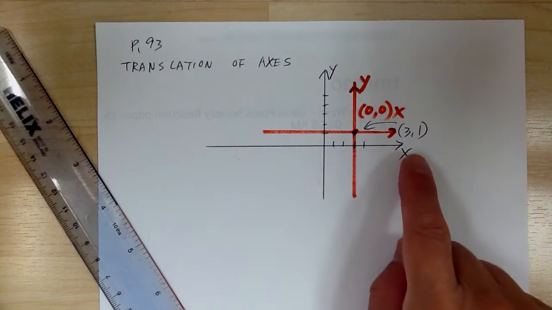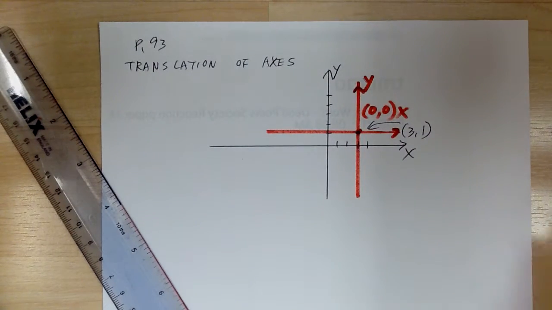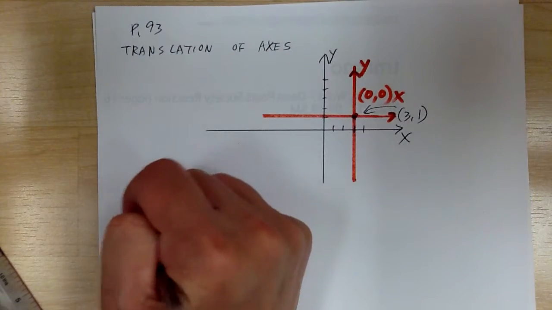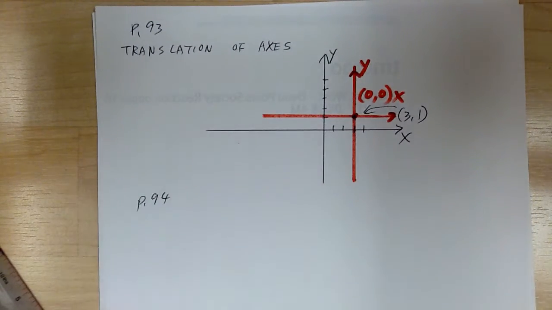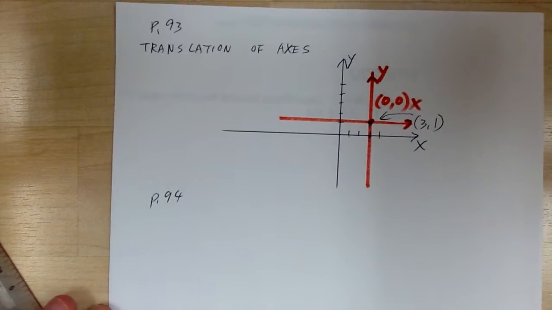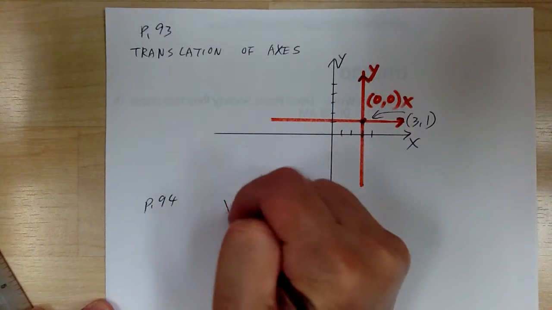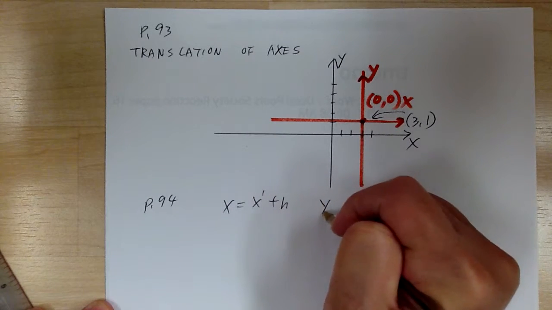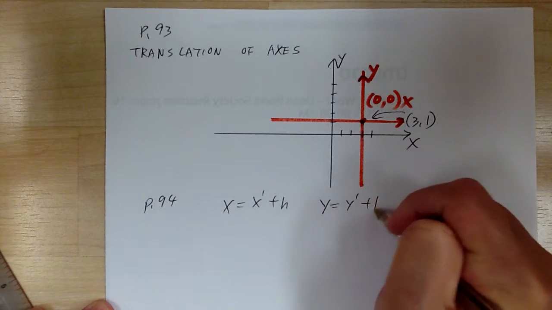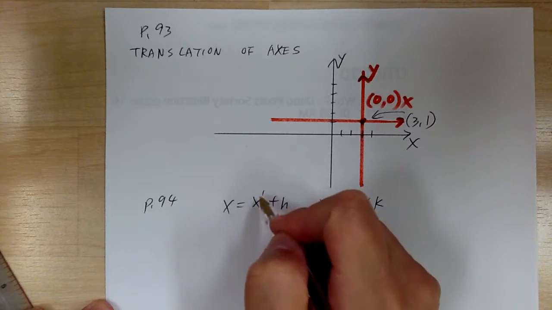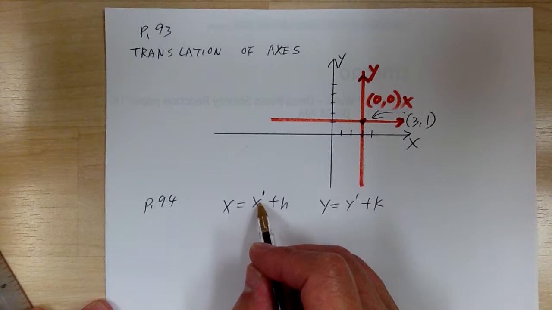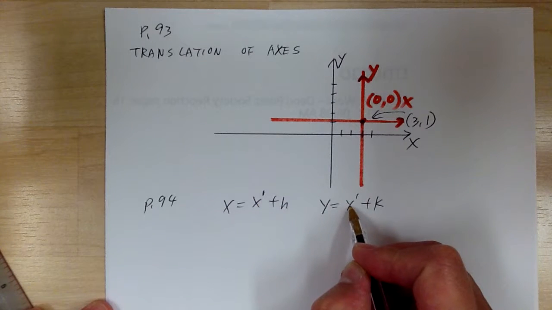Everything based on the new axis is to make the equation simpler to use. The relationship between the two is in the book on page 94. In that blue box, you have x equal to x prime plus h, and y equal to y prime plus k. The x with this marking over here is the new x coordinate, and this is the new y coordinate.